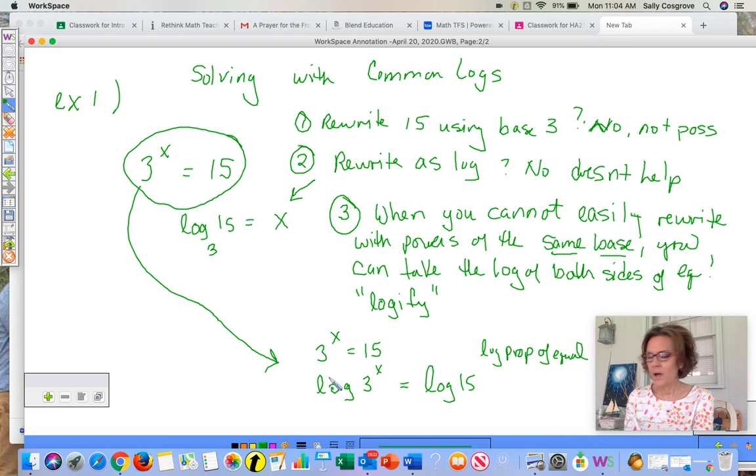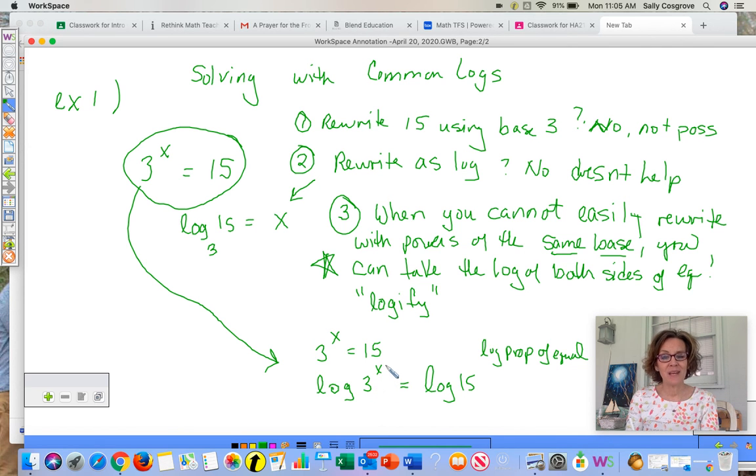Whew, wasn't that swift? That's pretty neat. Okay, the log property of equality says I can do that. I can take the log of both sides right here. This is what I did. Now what? You should recognize a rule. What rule do you recognize over here that you can do? Because this is my variable. I need to get him out. I need to release him from being an exponent. So where can he go? Do you remember which rule?